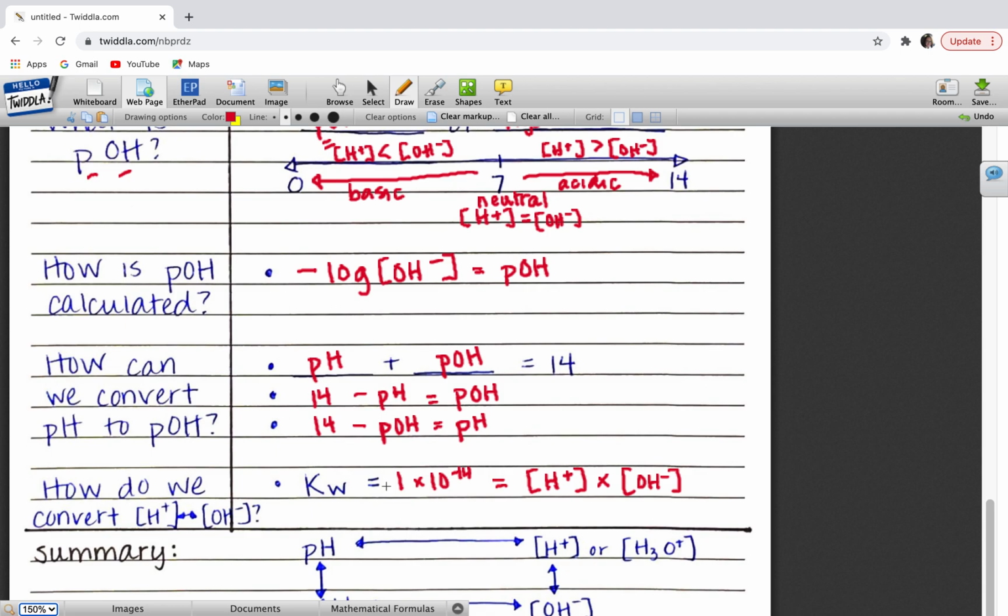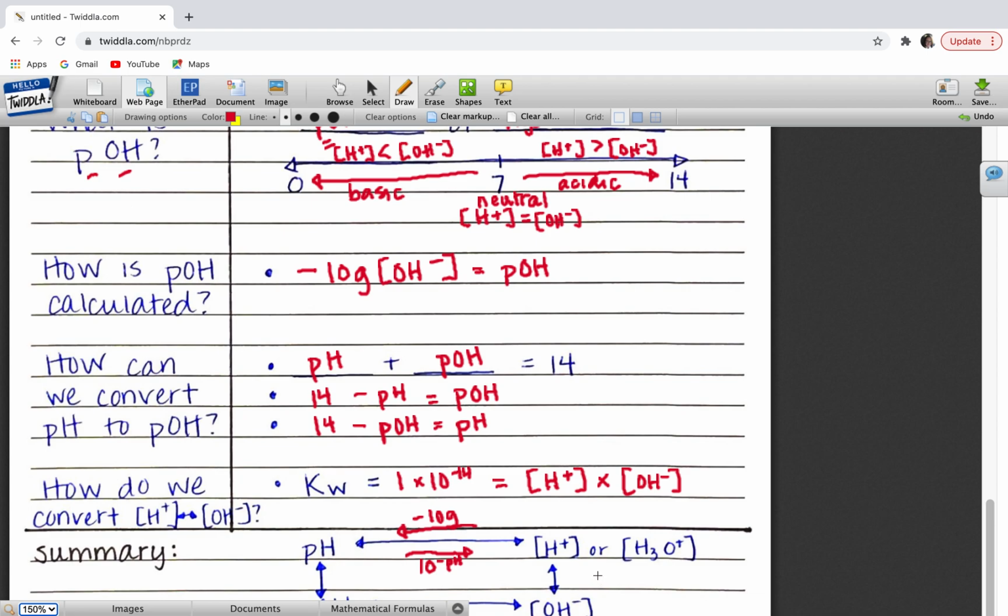So here's what we can do. We can compile all of these together. If I have my hydrogen ion concentration and I want to turn that into a pH, then I am going to negative log my hydrogen ion concentration, and that would turn it into pH. If I want to go backwards and take pH and turn it into H+, then I would use base 10 to the negative pH.